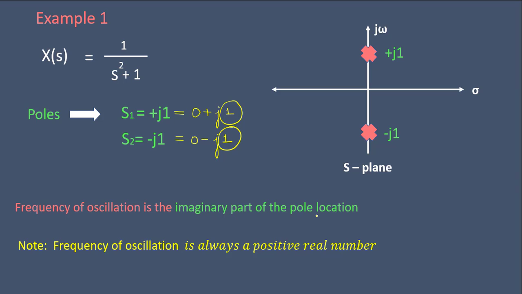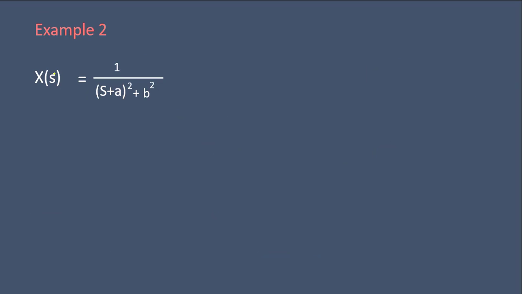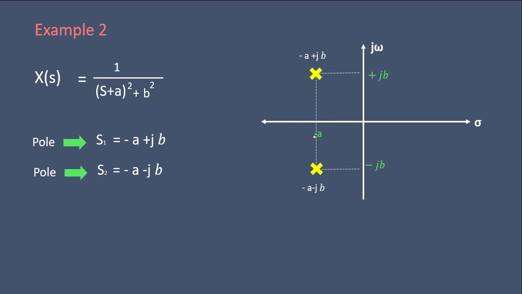Now let us take one example where we find both the time constant tau and frequency of oscillation. Consider a transfer function X(s) given by 1/((s + a)² + b²). If you find the poles, the first pole s1 is -a + jb and the second pole is -a - jb. Now you can plot this on the s plane. I have taken the real part as -a, and plotted the poles at -a + jb and -a - jb.